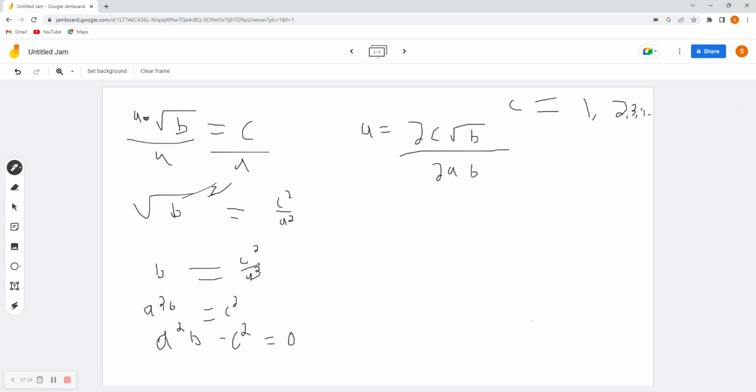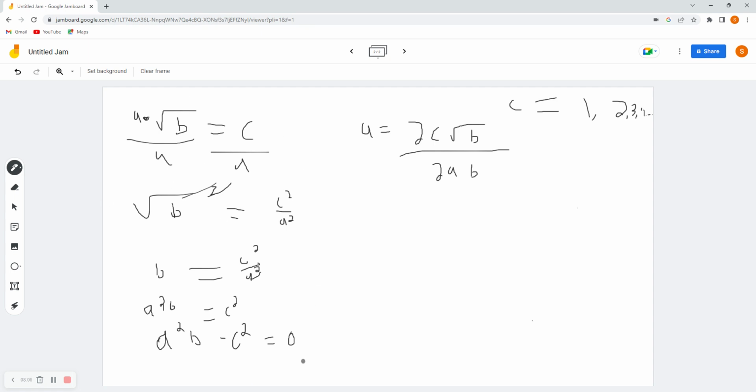8, 9, 10, anything. But you need to be given 2 out of 3 of these to actually solve the problem. But we start off with a times square root of b is equal to c. We just divide by a, so we have the square root of b is equal to c over a, but I just squared both sides, and then we get b is equal to c squared divided by a squared, and then we multiply both sides by a squared to get a squared b is equal to c squared, and then we do a squared b minus c squared is equal to 0.